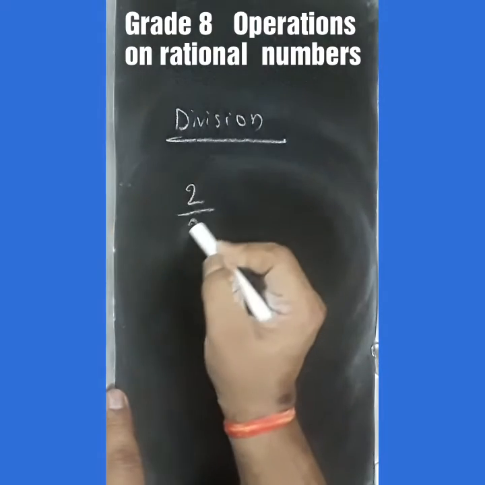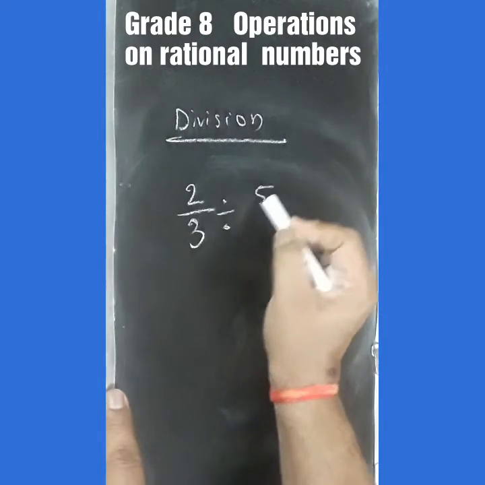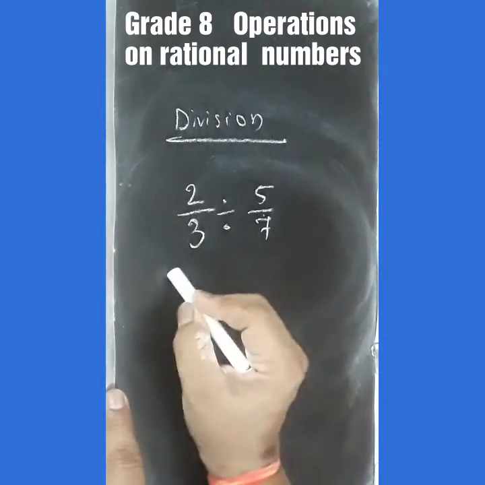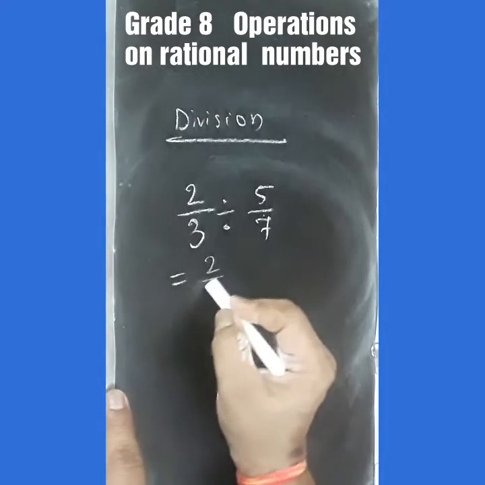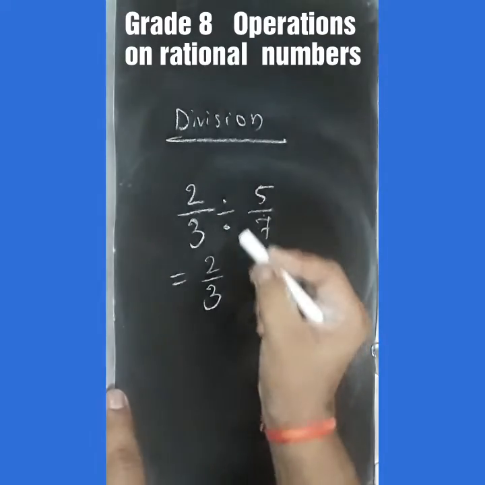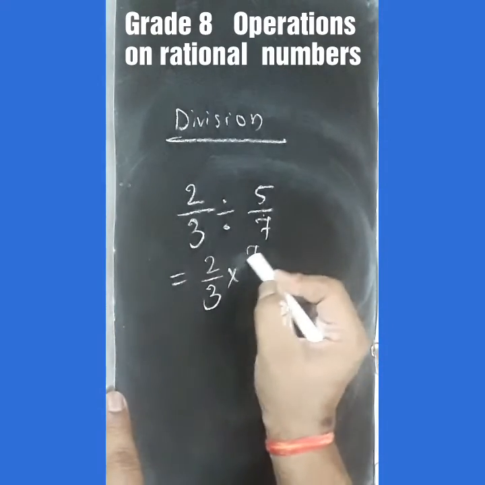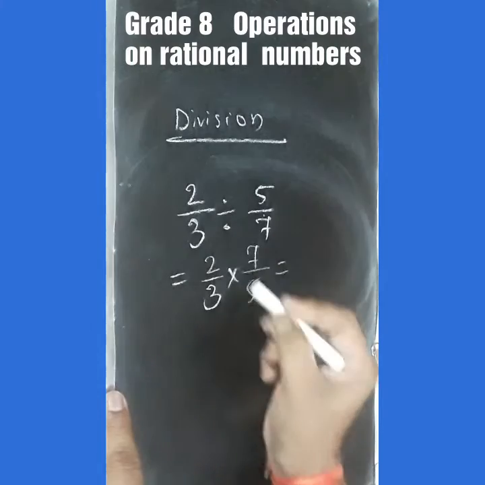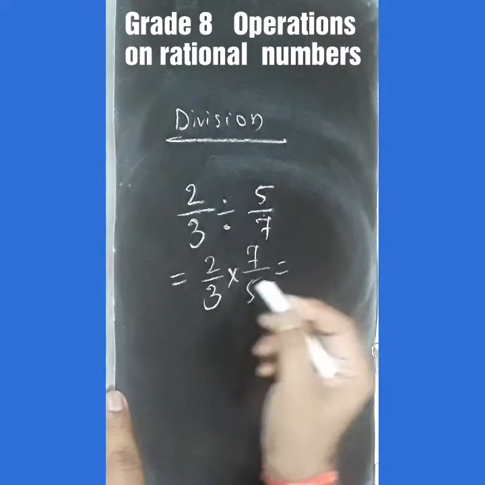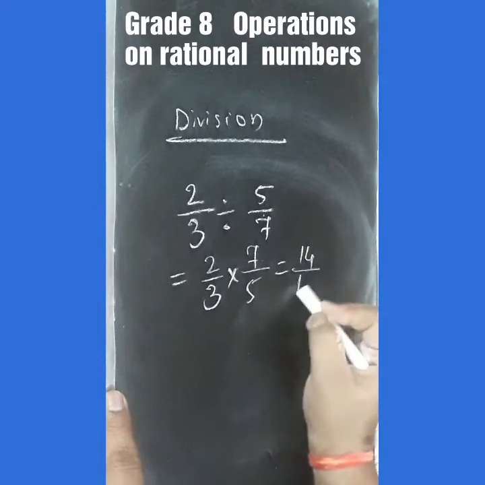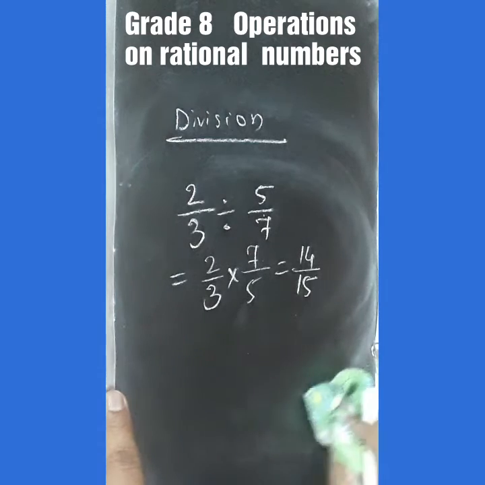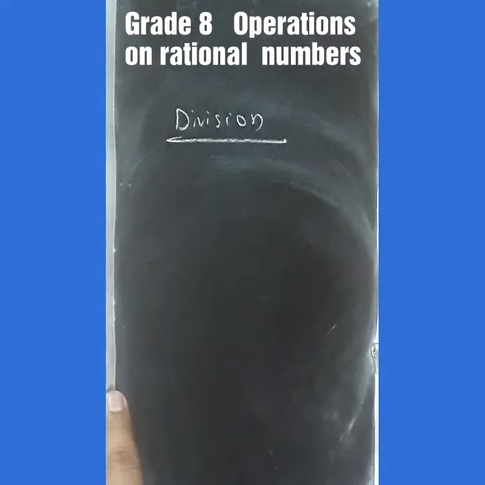Suppose we have to divide 2 upon 3 by 5 upon 7. First of all, we will change this sign of division into multiplication and write 7 upon 5 here. There is no number which can cancel them. 7 2s are 14, 5 3s are 15. This is our answer.